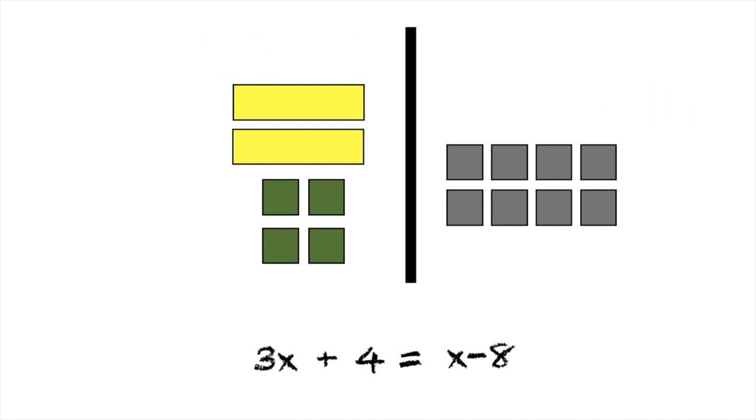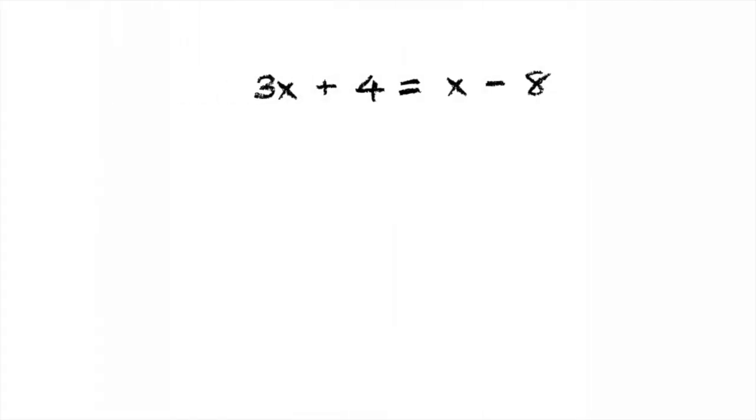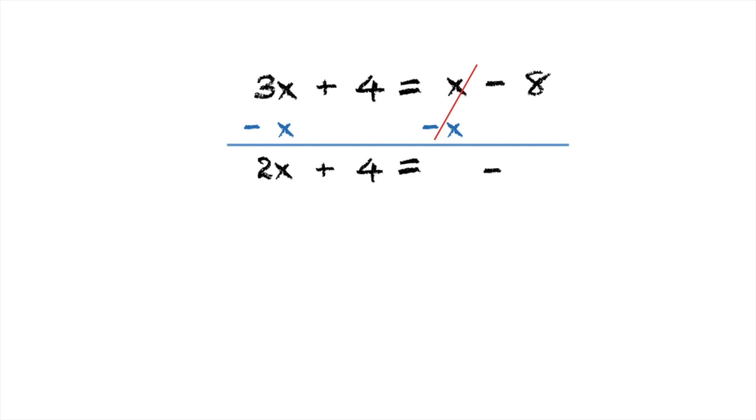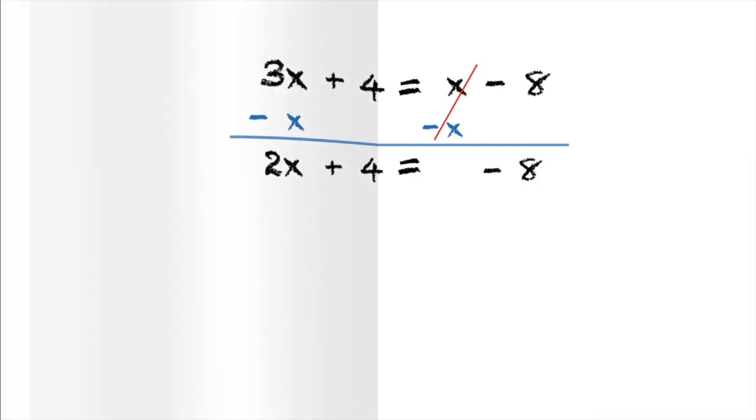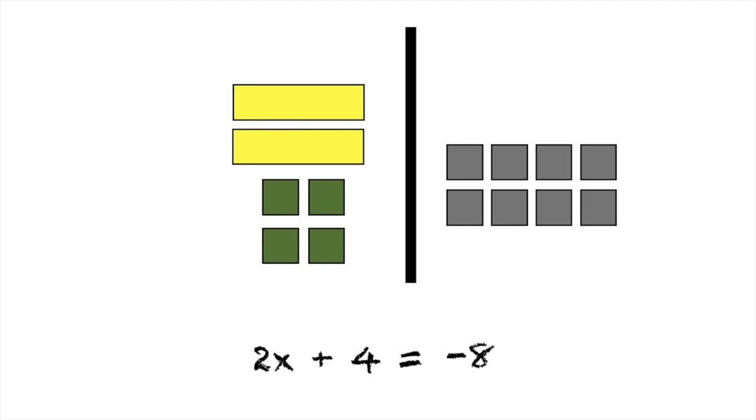Let's put that into writing. So we have 3x plus 4 is equal to x minus 8. And we took out x pieces on both sides. That's minus x and minus x. This gives us 2x plus 4 is equal to negative 8. Going back, we have 2x plus 4 is equal to negative 8.